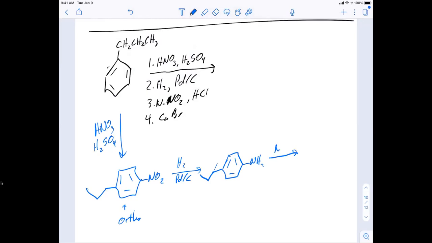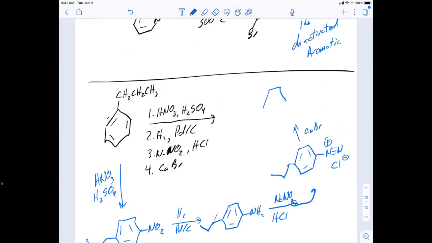And then what happens with sodium nitrite, NaCl? We form the diazonium. And then what happens when we add the copper bromide? Okay, we replace the diazonium with the bromine. Okay. Questions about any of those steps?